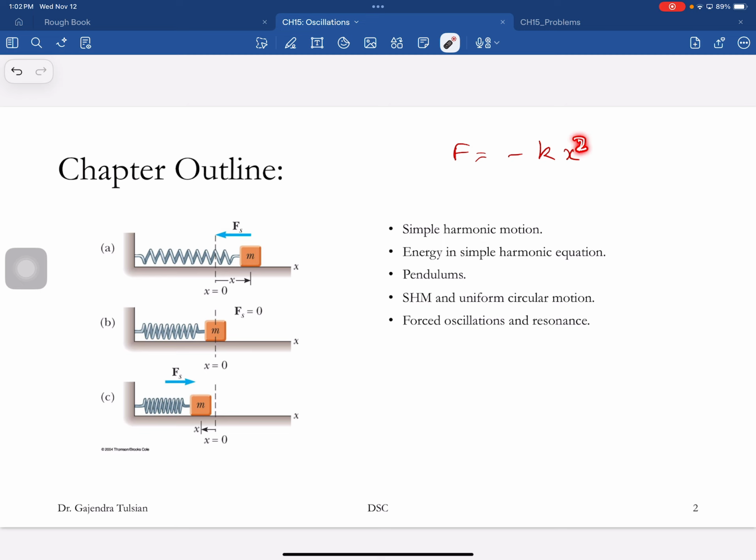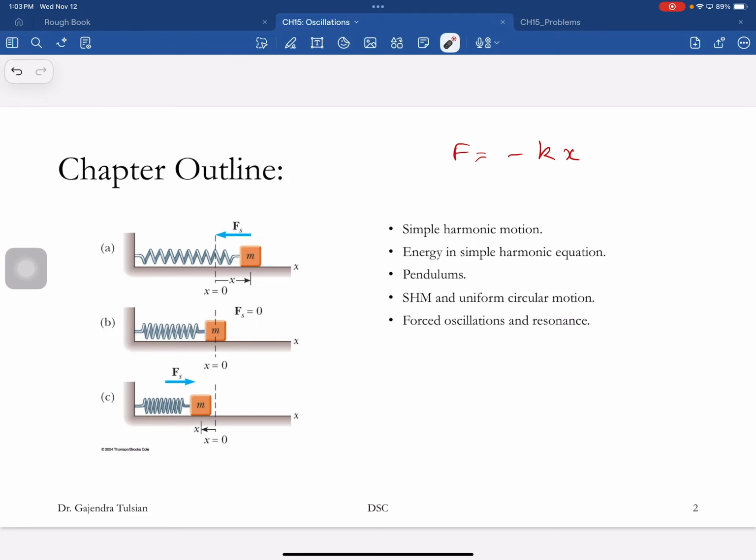This would be an oscillatory motion as well, but that would be too complicated to solve, and that would not be simple harmonic. The period would depend on the amplitude there. So that's a much harder problem. All right, so this is simple harmonic motion. We'll look at the energy in this motion. We'll look at other simple harmonic oscillators.